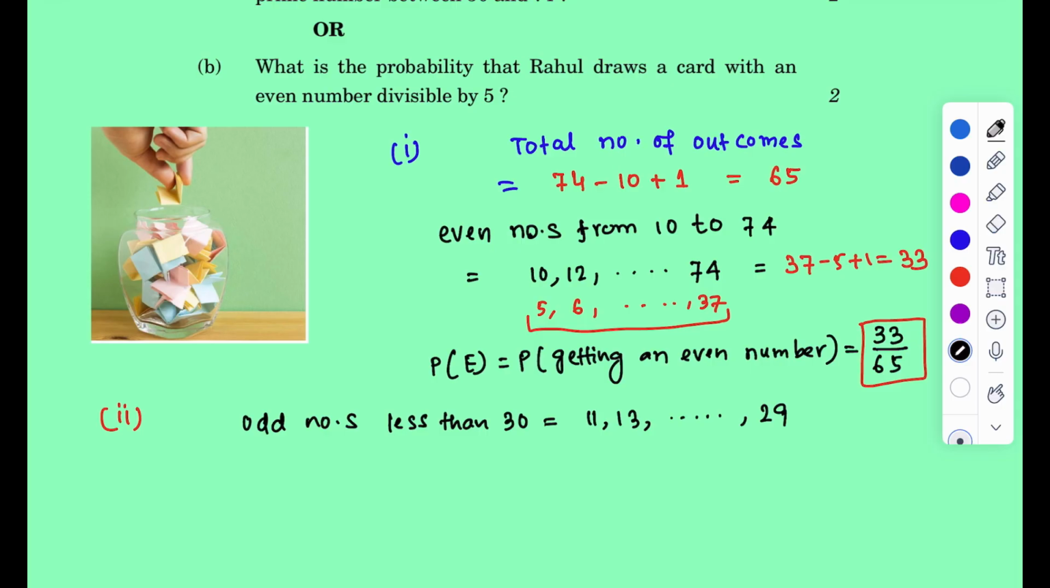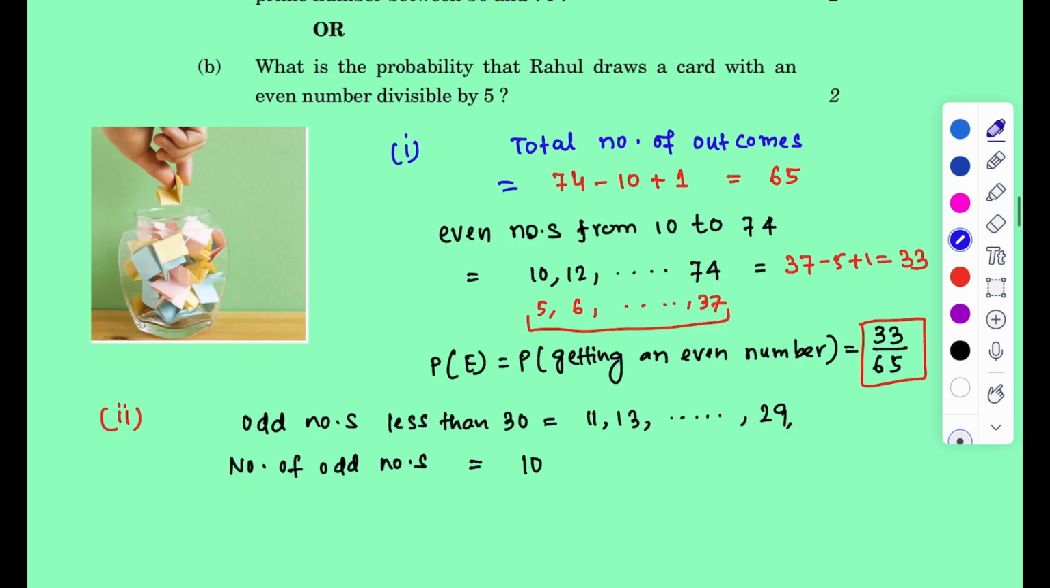If you will see, from 10 to 20 there will be 5 odd numbers, and similarly from 20 to 30 there will be 5 odd numbers, 5 odd, 5 even. Suppose you take 11, 13, 15, 17, 19, they are odd numbers. Similarly 12, 14, 16, 18, 20, they are even numbers. So the odd numbers less than 30 are these, and the number of odd numbers is equal to 5 plus 5, that is 10.